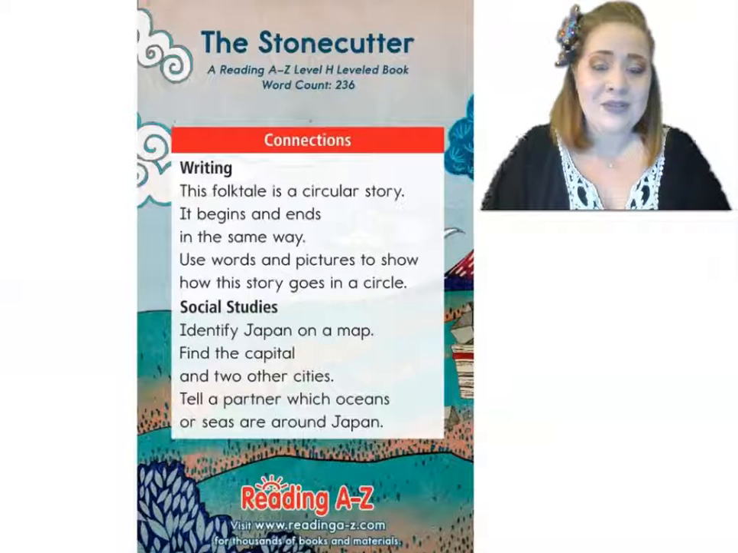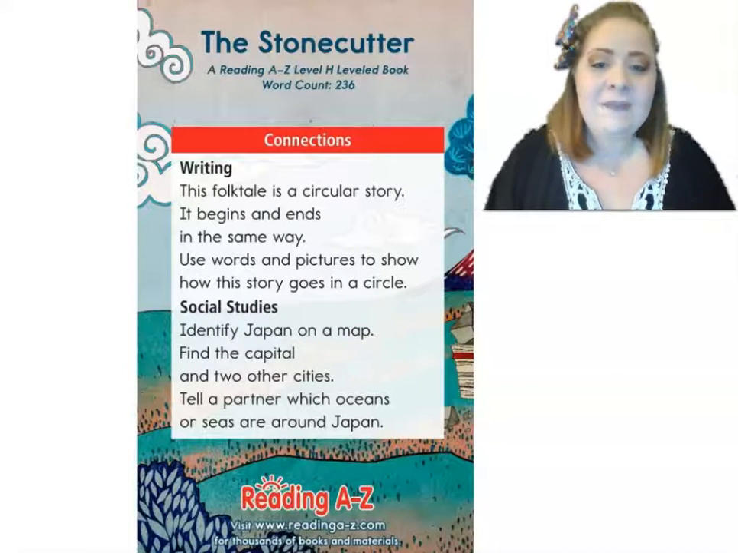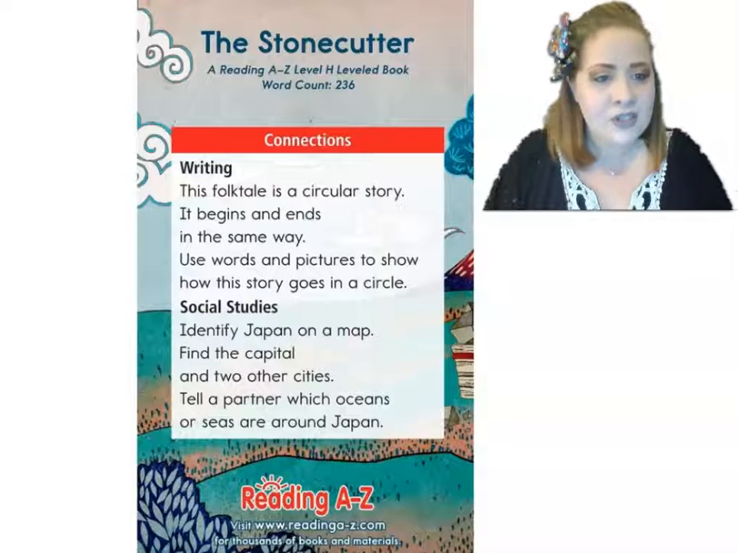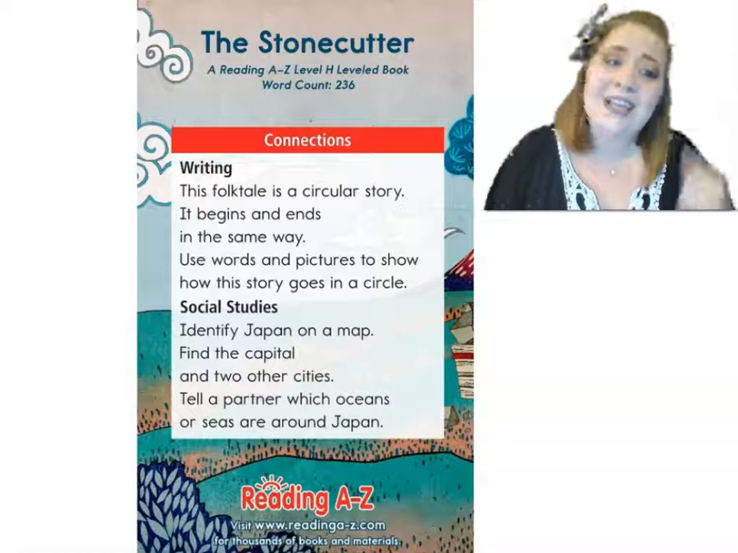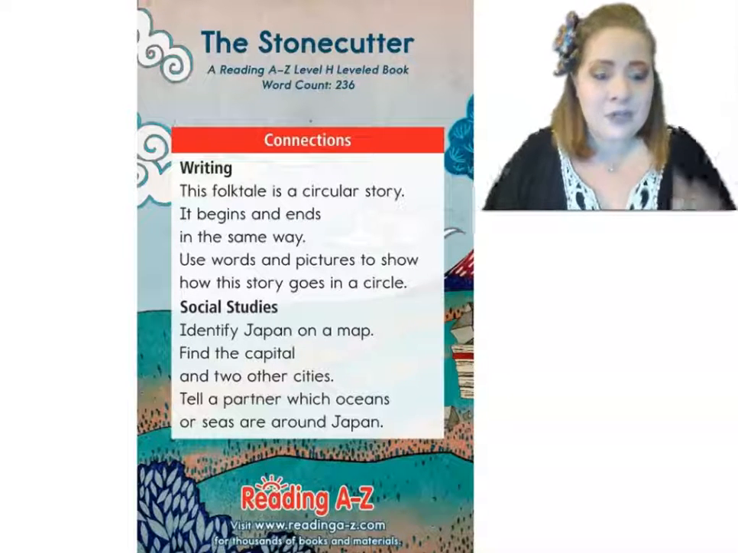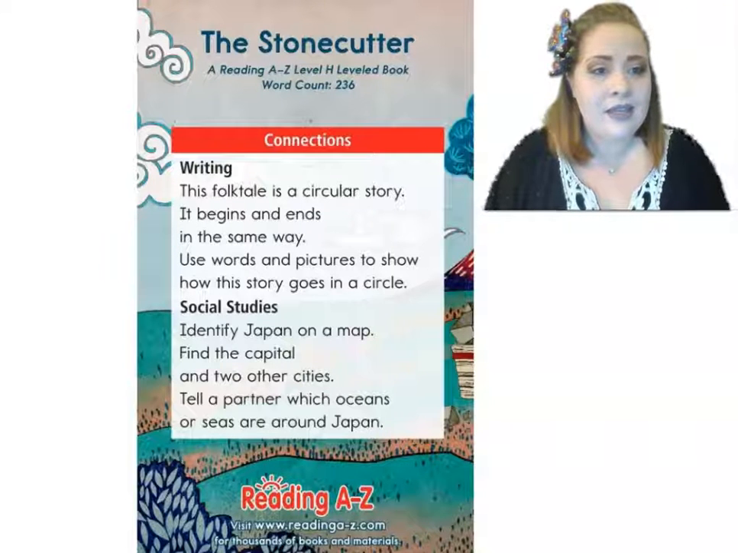Let's talk about that story. It's a folk tale with a circular story. That means it begins and ends the same way. In this story, our character, the stonecutter, learned that he really wanted to be a stonecutter, but he had to experience these different perspectives to see that he could be happy as he is.